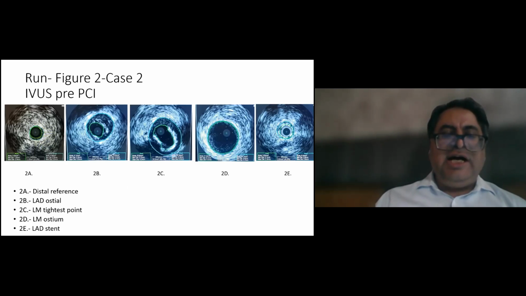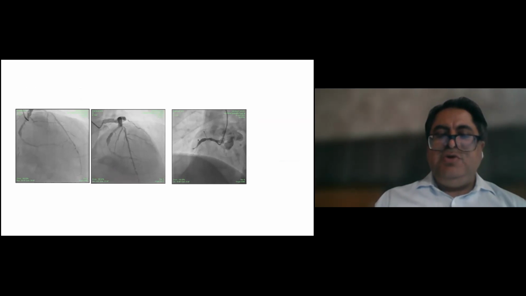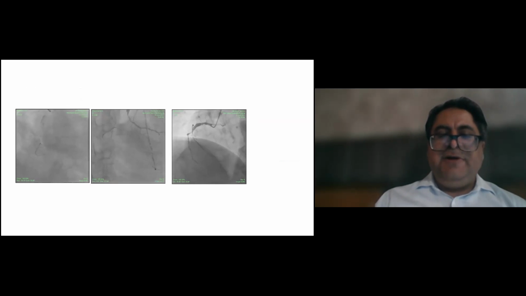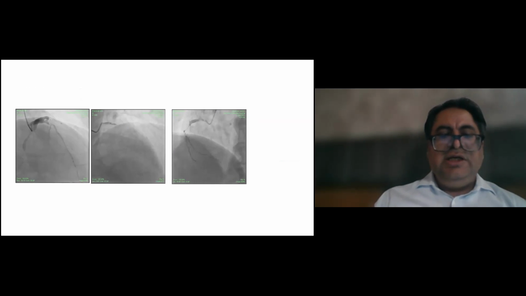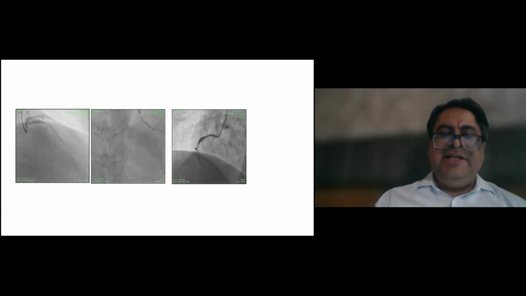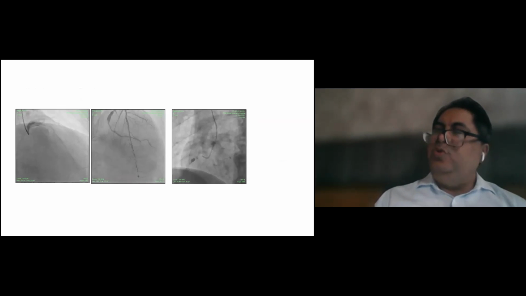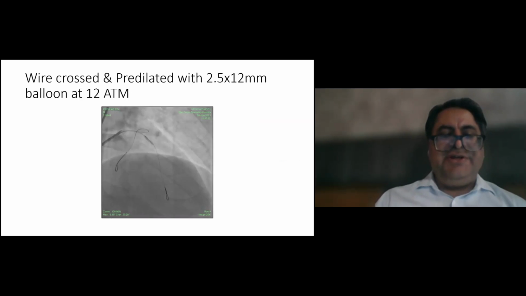So this was the IVUS pre-PCI, took a distal reference, LAD ostial left main, tight lesion, and this is the angiography. You can see this was a triple vessel disease also. We decided to treat the patient in stages, and first we treated the left main to LAD and LCX bifurcation.